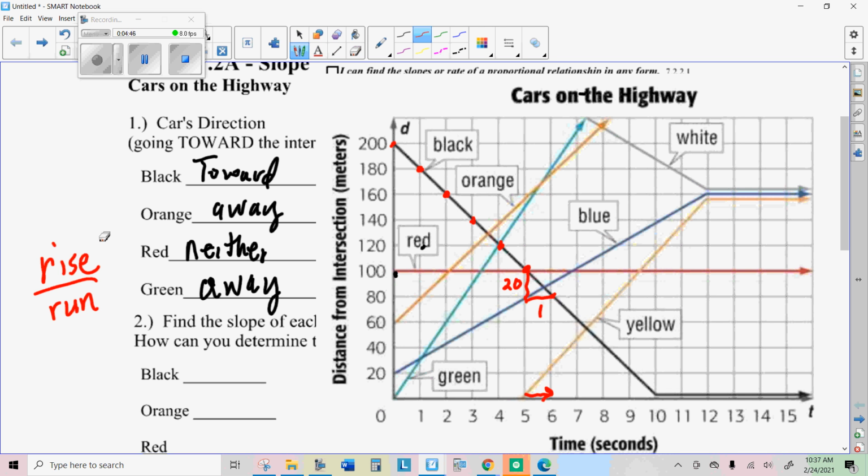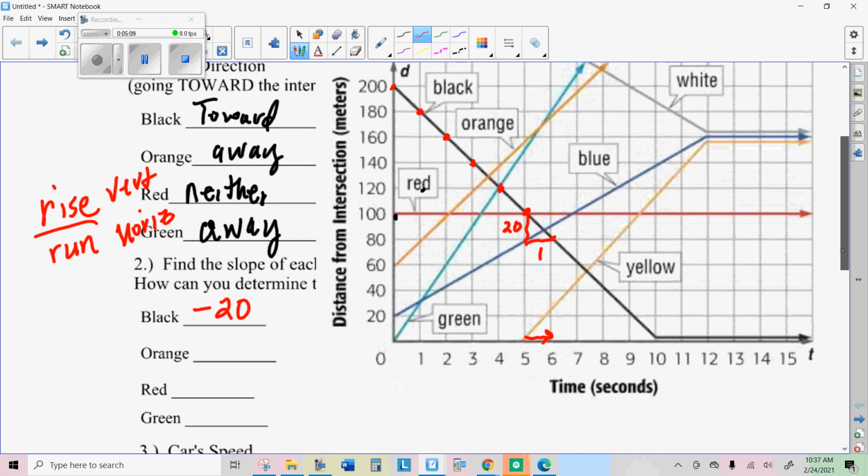So when you make those 2 lines in, the rise will be your vertical line and the run will be your horizontal line. And then if it's going towards the intersection, then it's going to be a negative slope. So the black line is a negative 20 for the slope. And it's actually negative 20 over 1, but since it's over 1, we just write negative 20 for that one.